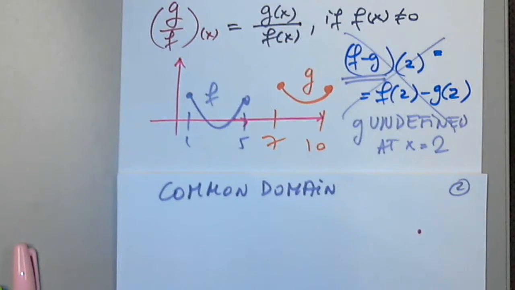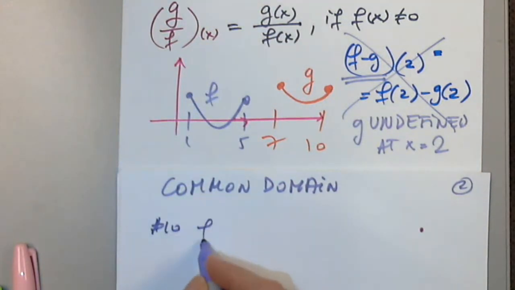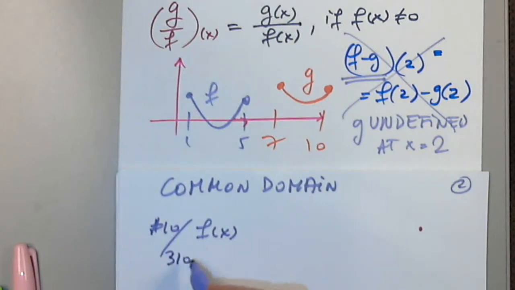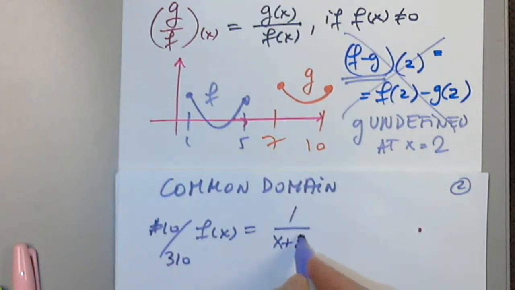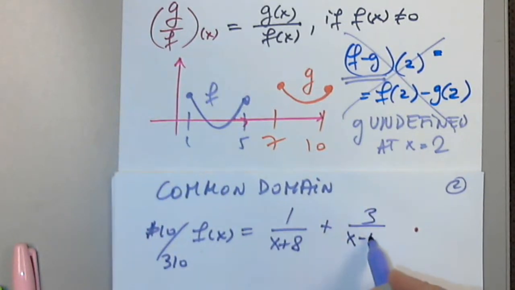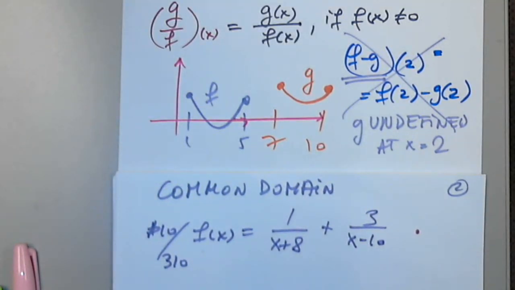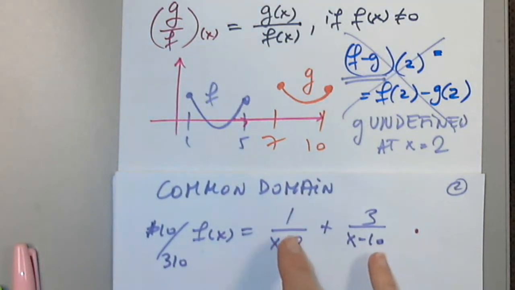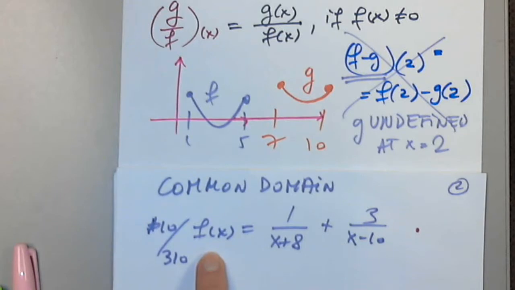So let's take a look. I'm on page 310, and let's say problem 10. I have f of x on 310. f of x equals 1 over x plus 8 plus 3 over x minus 10. Right. Can anyone tell us how this function was created? y equals 1 over x. What are these two? Two other functions. What did we do to these two functions to get this function? So this is function 1 plus function 2.